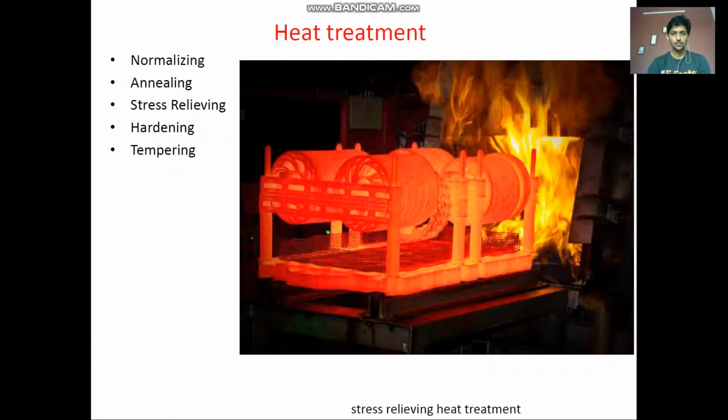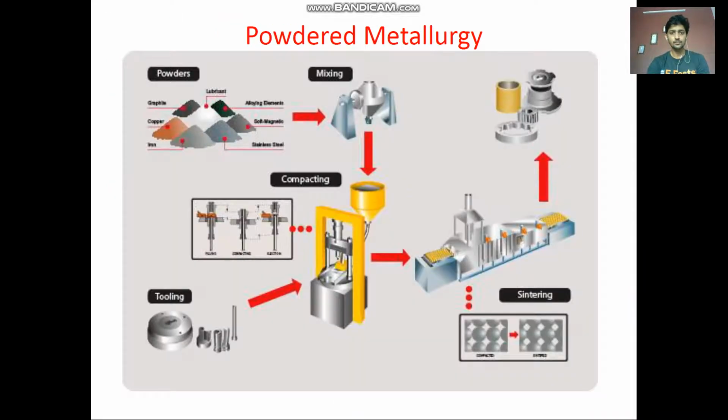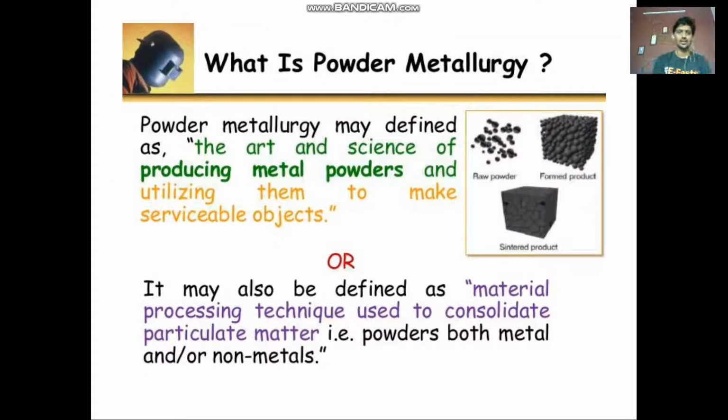So let us move to the next topic, that is powder metallurgy. What is powder metallurgy? It's an art and science, they define it as. It is the art and science of producing metal powders and utilizing them to make serviceable products or serviceable objects. So that is powder metallurgy.